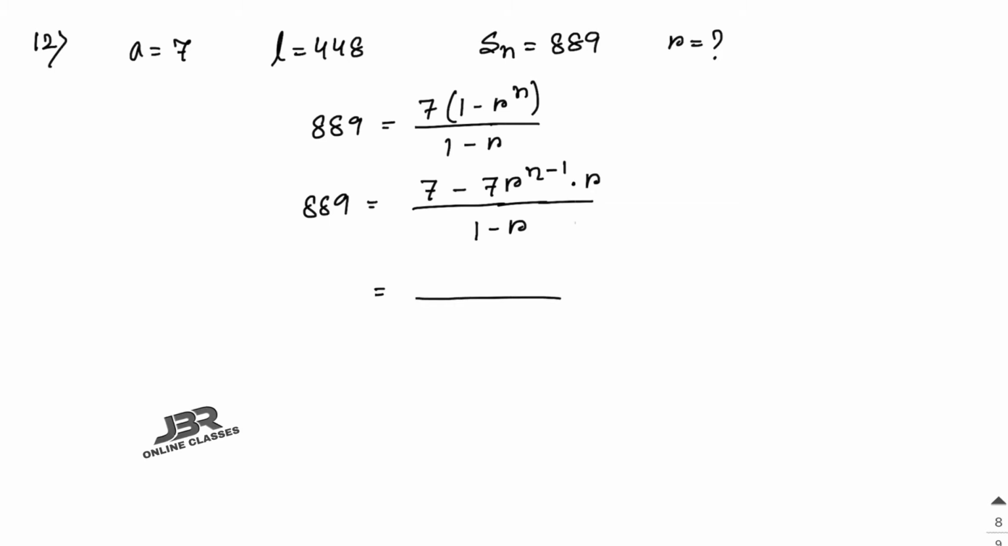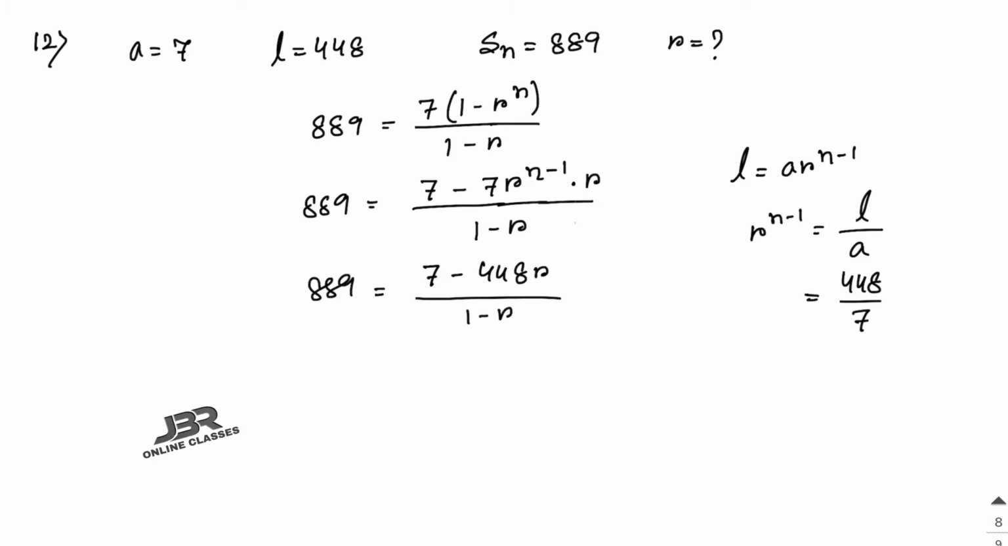Okay, so here you know that L equal to a r to the power n minus 1. That means r to the power n minus 1 equal to L by a. So here it's 448 by 7. So 7 will be cancelled out. You can write down directly 448r, then 1 minus r as 889.